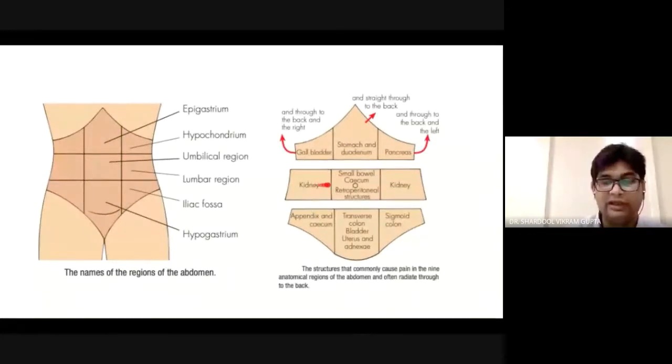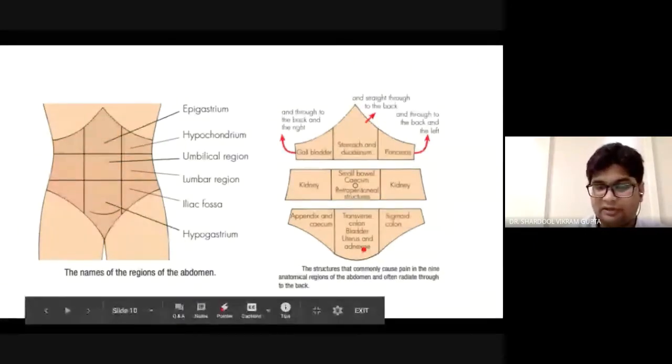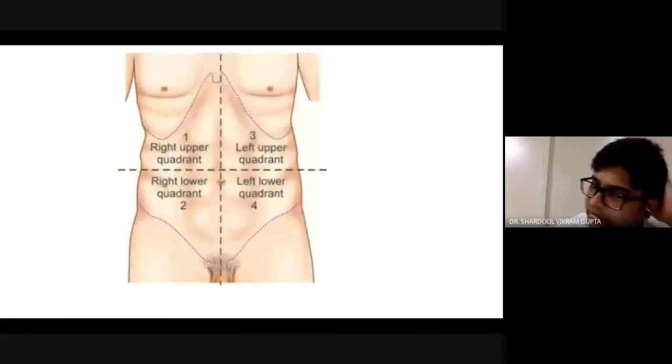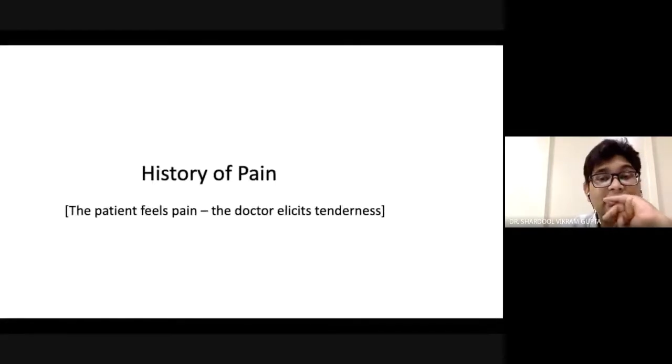Similarly, kidney on the flanks, small bowel, cecum, and retroperitoneal structures on the umbilical side, and appendix and cecum in the right iliac fossa, sigmoid on the left iliac fossa, and bladder, uterus, and adnexal structures on the hypogastrium. So these are the 4 quadrants. Now coming to detailed history of pain.